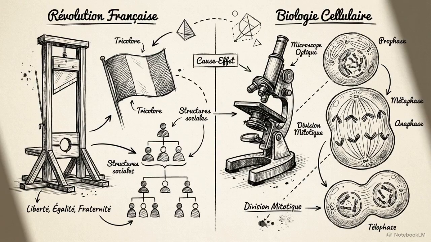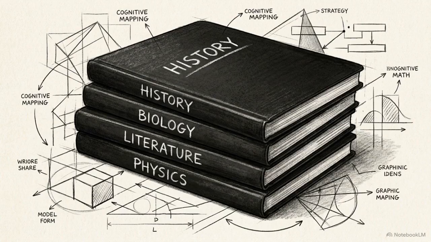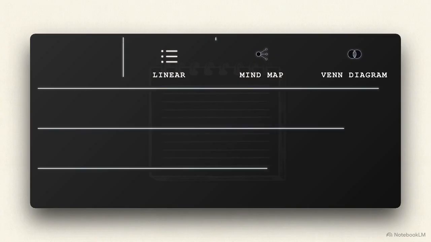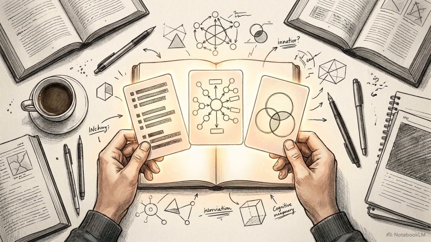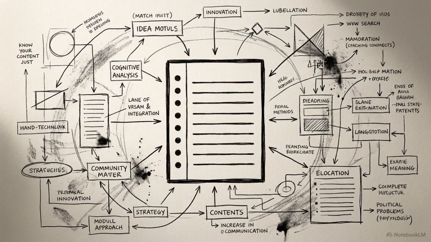A history lecture on the French Revolution and a biology lecture on cell division present information with entirely different logic, yet many of us use the same default method for every class we attend. Let's look at 3 structural tools: the linear note, the mind map, and the Venn diagram. We will measure each against 3 criteria: what they're best used for, their cognitive load, and the specific risk of using them in the wrong context. Understanding the structural strengths and weaknesses of these 3 specific formats will allow you to strategically deploy them based on specific lecture cues.